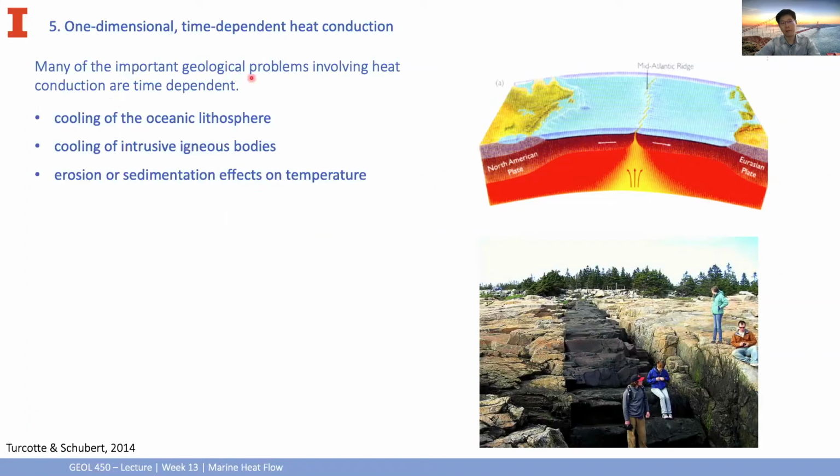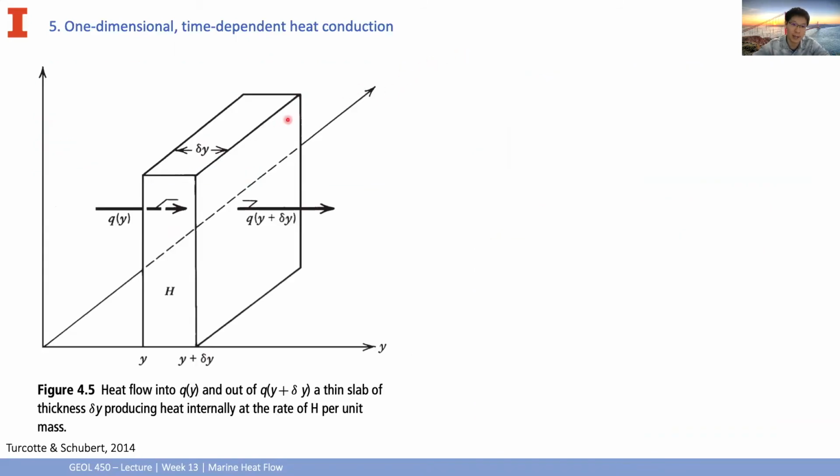So why are we going to study the effect of time on heat conduction? Many important geological processes involve the evolution of heat conduction, like the cooling of the oceanic lithosphere during seafloor spreading, and the cooling of intrusive igneous bodies like dikes or plutons. The thermal effect is also very important in the erosion and sedimentation surface processes of the Earth. So now let's derive the time-dependent heat conduction equation from the thin slab.